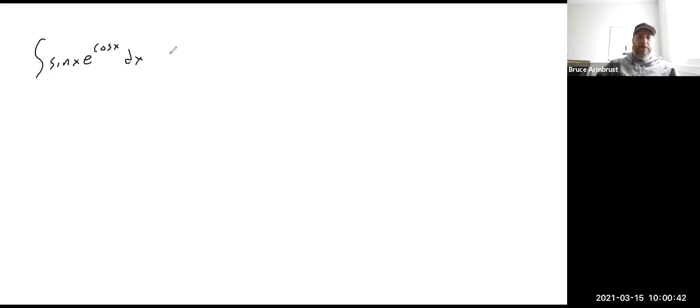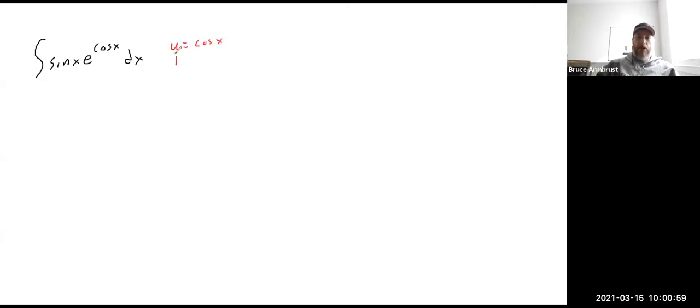All right, so Bruno suggests integration by parts, because you see the multiplication, and that could definitely work. That's not what I want to do. It's actually much easier if we do a u substitution.